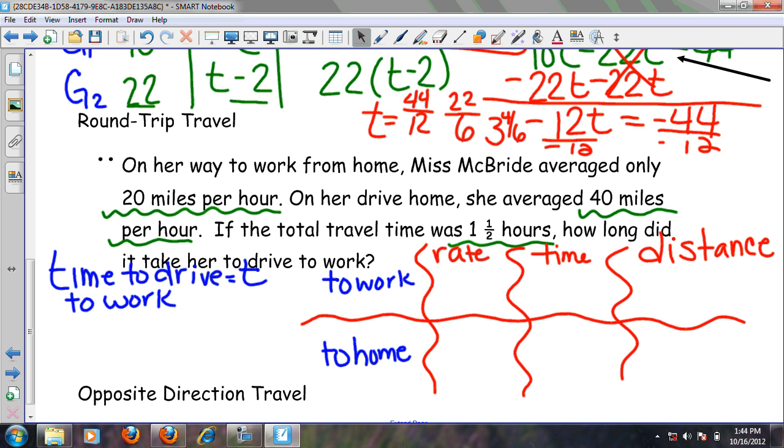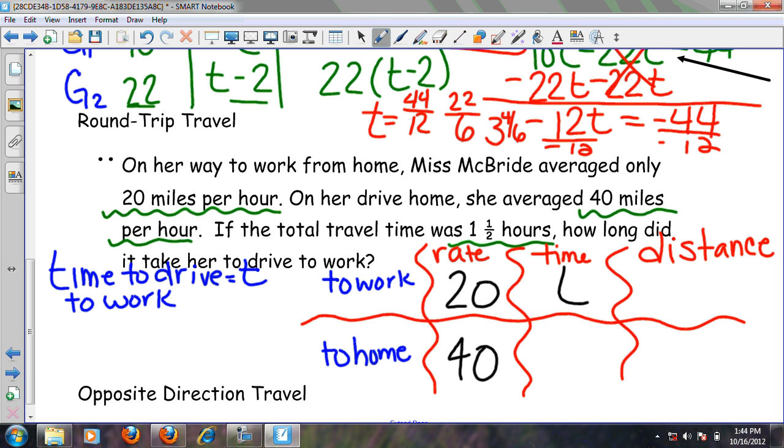Here we go. At what rate was Miss McBride traveling to work? Good, Jacob, 20 miles an hour. At what rate was Miss McBride traveling home, Duke? 40 miles per hour. She wanted to get away from you guys. Now, let's talk about the time. What did we say was going to be the time that it took her to drive to work?